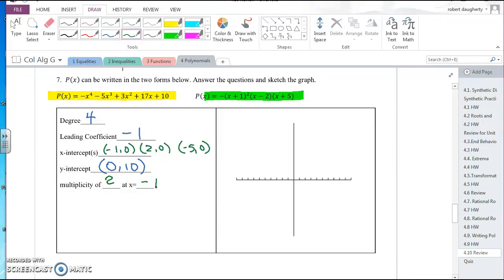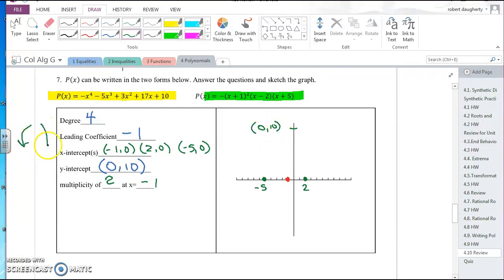So now when I go to graph this guy, let's see, I know I'm going to cross the axis everywhere but -1. So at -1, I do not cross the axis. I'm going to cross the axis at 2 and -5. So 2 is right here. -5 is right here. Those are the places I cross the axis. Y-intercept is 0, 10. Okay, fourth degree, negative coefficient.